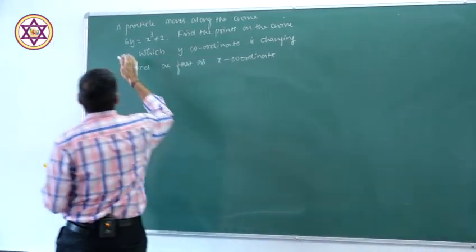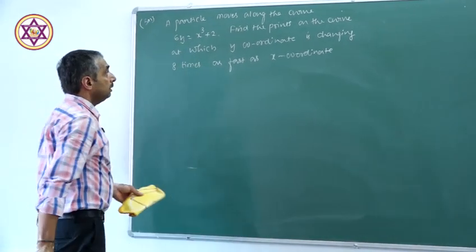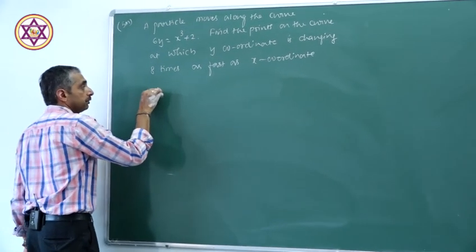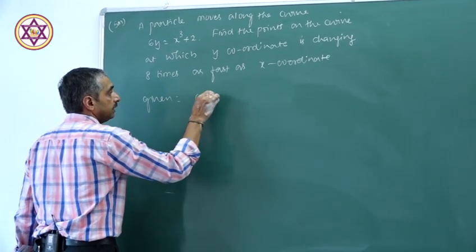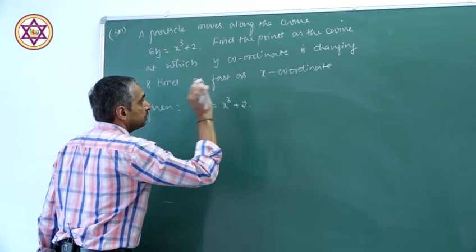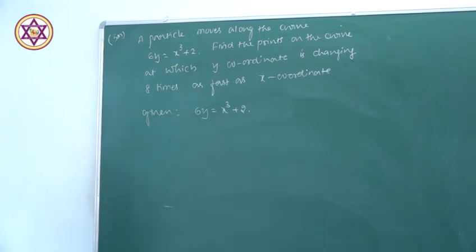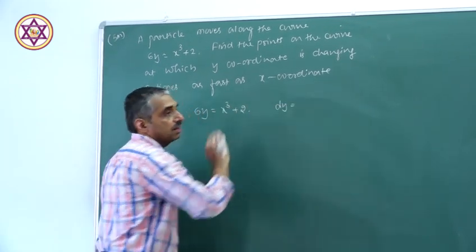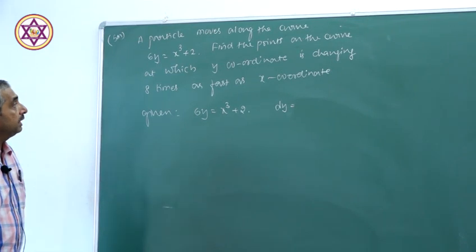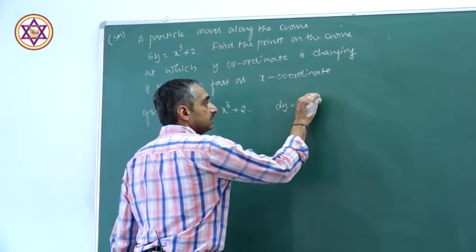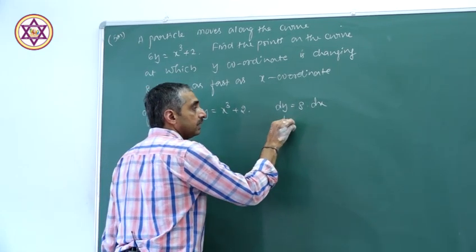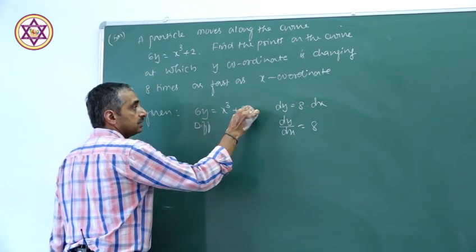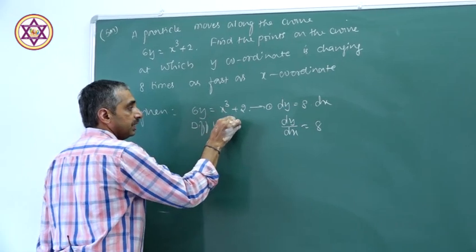Once again, this is also a 5-mark question in the examination. A particle moves along the curve 6y is equal to x cube plus 2. What is the given curve? 6y is equal to x cube plus 2. Find the points on the curve at which the y coordinate is changing 8 times as fast as the x coordinate. So that means can I write dy by dx is equal to 8? Now, call this equation 1, and go for differentiating with respect to t.